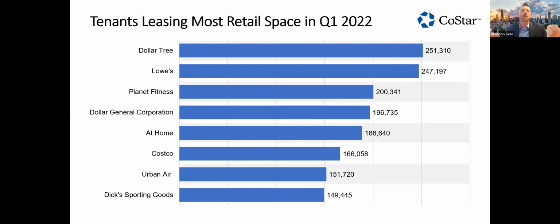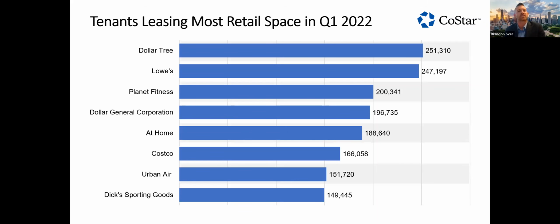So first and foremost, we are tracking every lease that is signed, right? I mentioned all of the leasing activity, right? The nearly 22 million square feet of leasing activity in the first quarter of 2022. Well, every lease signed, we're tracking those tenants, right? Where are those tenants at? Who's signing for what space? Where are they signing for space? And when we look at that data and we aggregate it up, we see that Dollar Tree is in fact signed the most space thus far through the first quarter of the year. So 251,000 square feet overall Dollar Tree signed for.